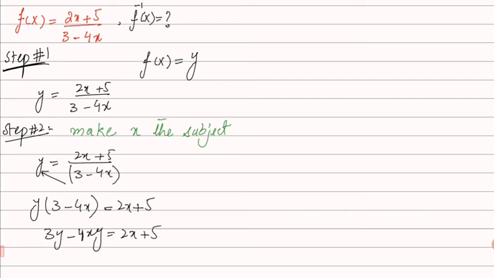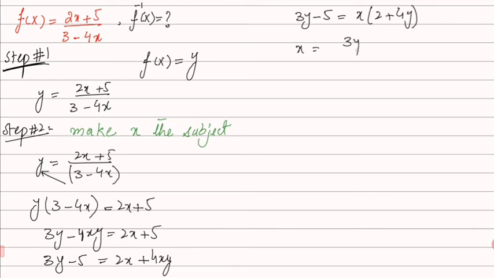In order to make x the subject, we need to rearrange the formula. It's 3y minus 5 is equal to 2x plus 4xy, right? And now 3y minus 5 is equal to, we take x common, so it's 2 plus 4y, and then x is equal to 3y minus 5 divided by 2 plus 4y, right? We divide this thing over there so that we can make x independent.